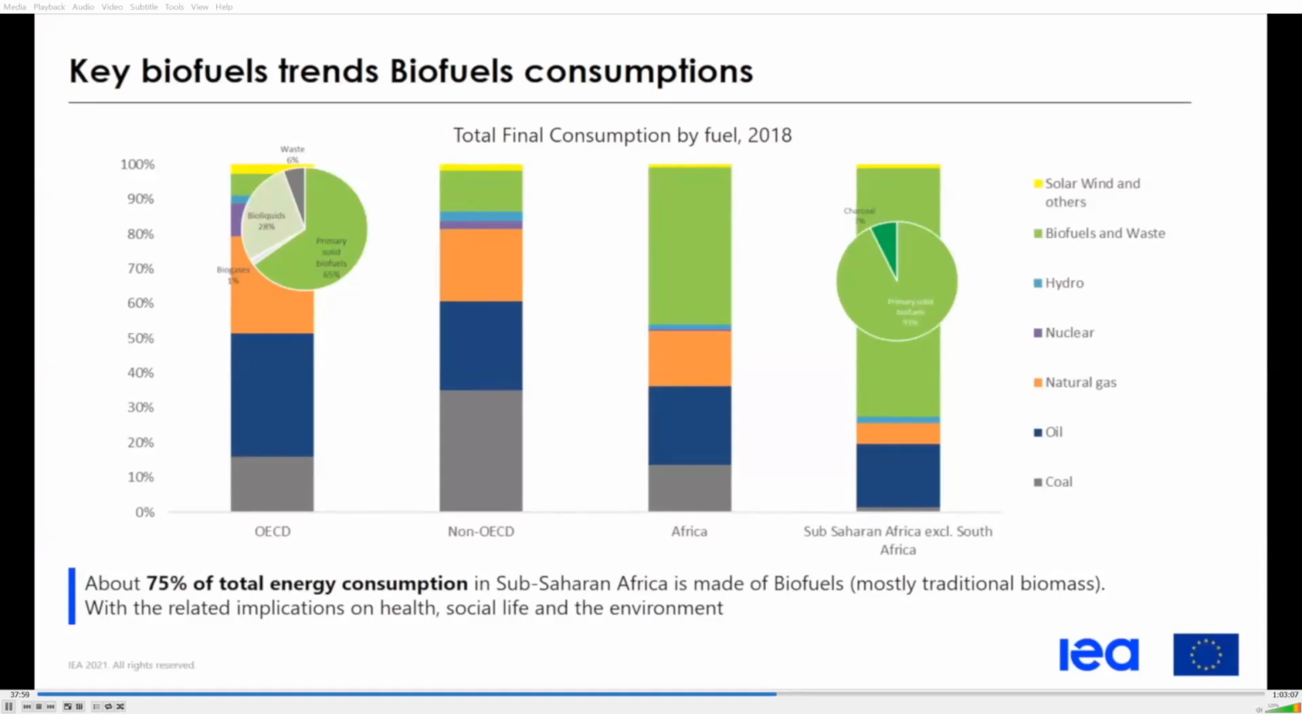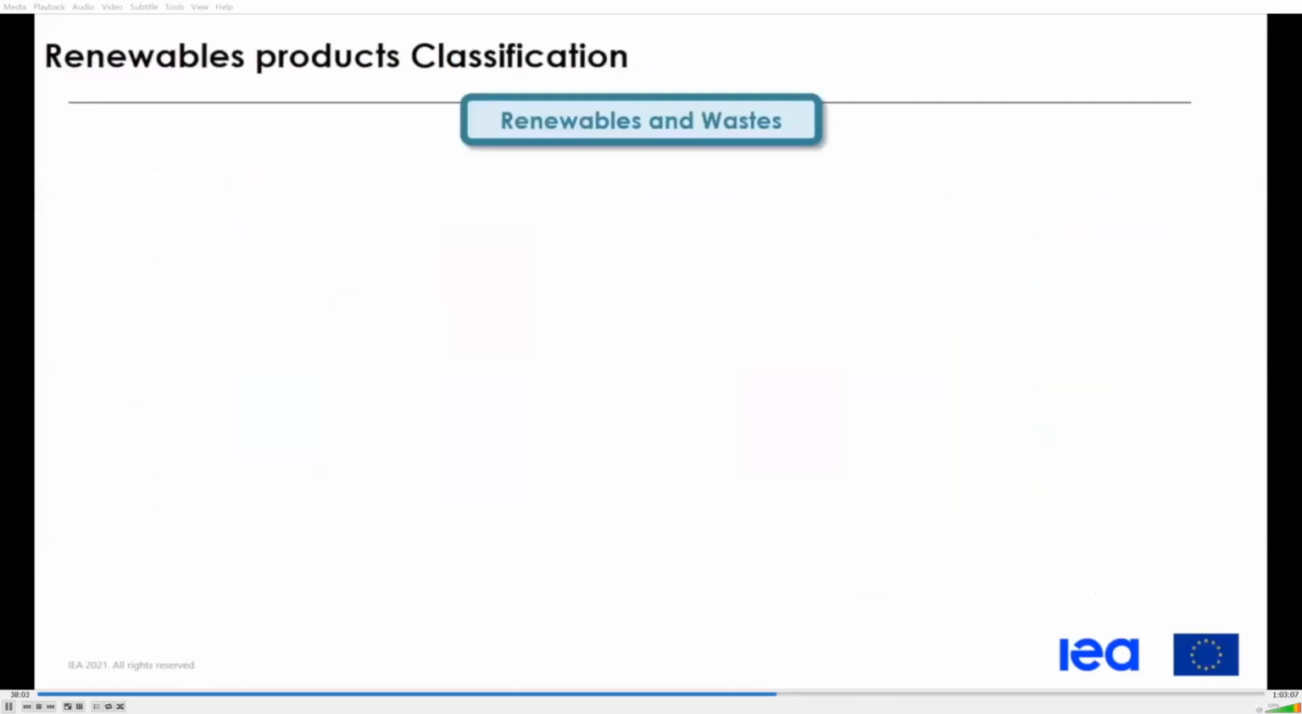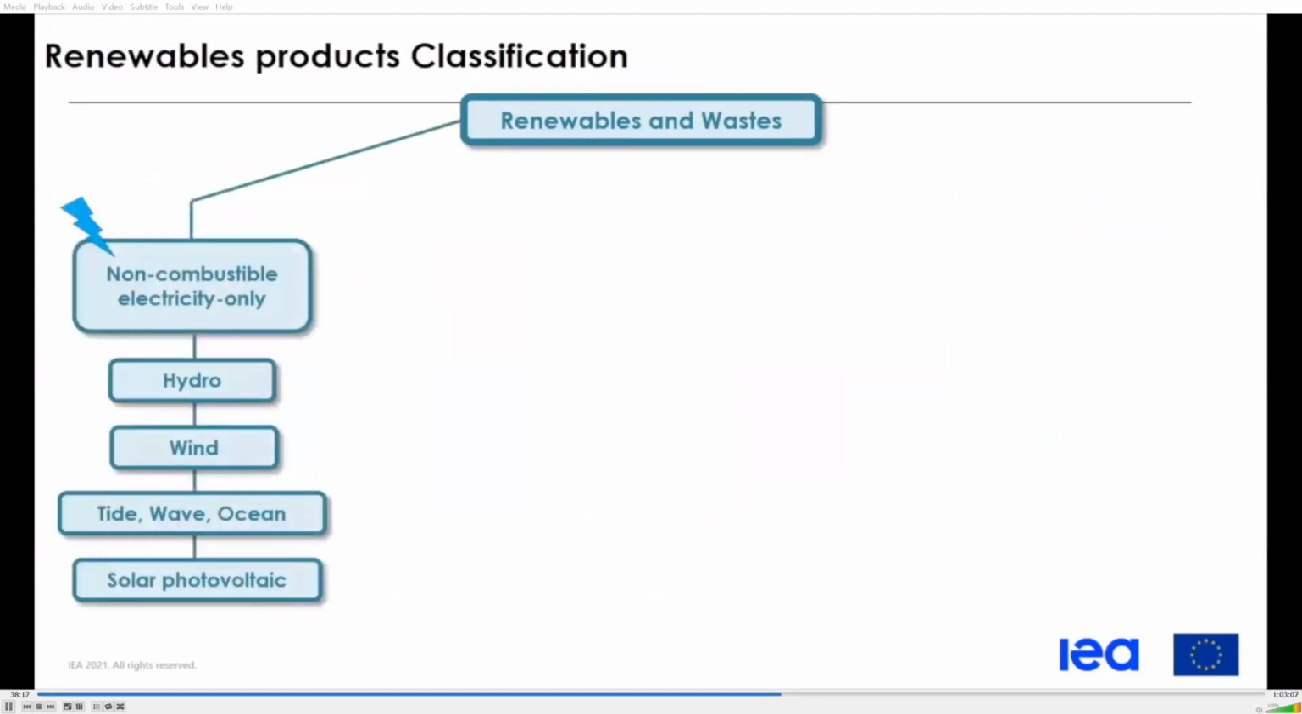Now it's time for us to dive a little bit deeper on how we classify renewables, because for now we have talked about a lot of different products. Renewables and waste can be classified into 4 different groups. The first one will be the renewable energy which has a primary energy form of only electricity. This includes, of course, hydro, wind, tide, wave, and ocean electricity generation, and solar photovoltaic or solar PV. In here, the first point of measurement for the statistics is the electricity produced from those plants and structures.